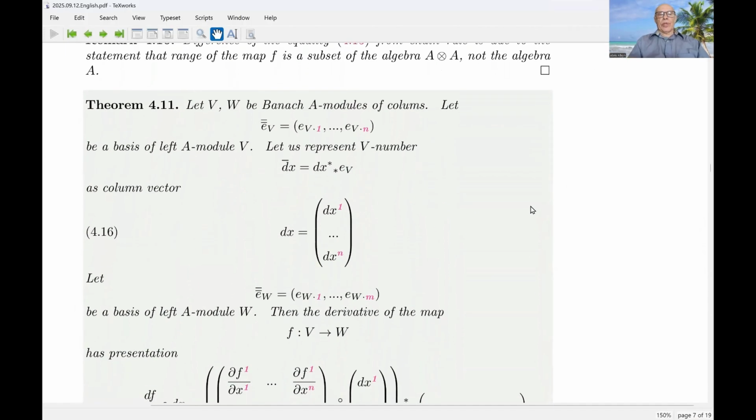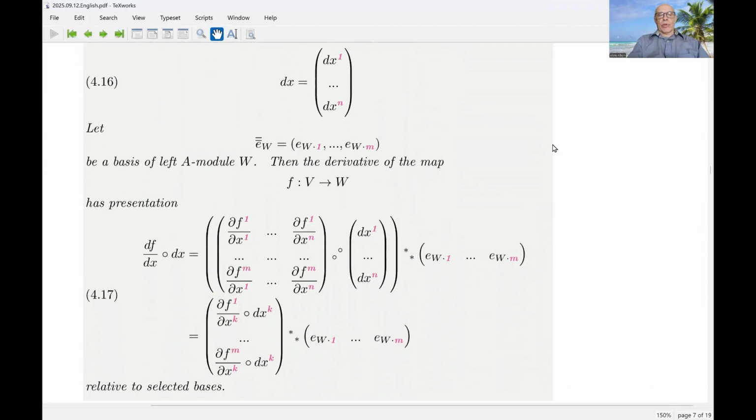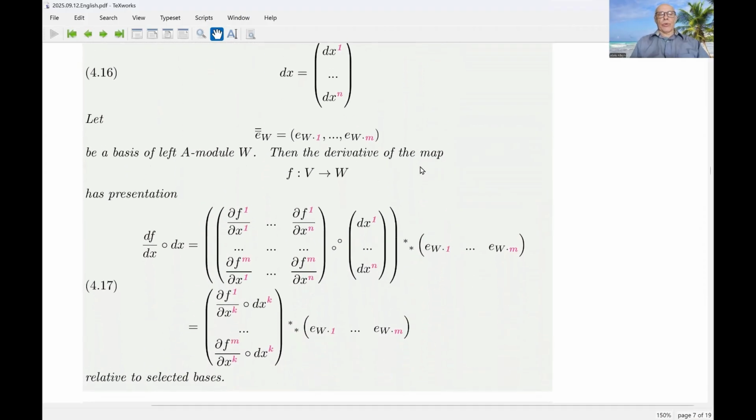Now, let V and W be Banach modules of columns. Let e_V be a basis of left module V. Let us represent the number dX as a column vector for 16. Let e_W be a basis of left module W. Then the derivative of the map F from the module V to the module W has representation for 17 relative to the selected basis. Yes, this matrix is the Jacobian of the derivative.